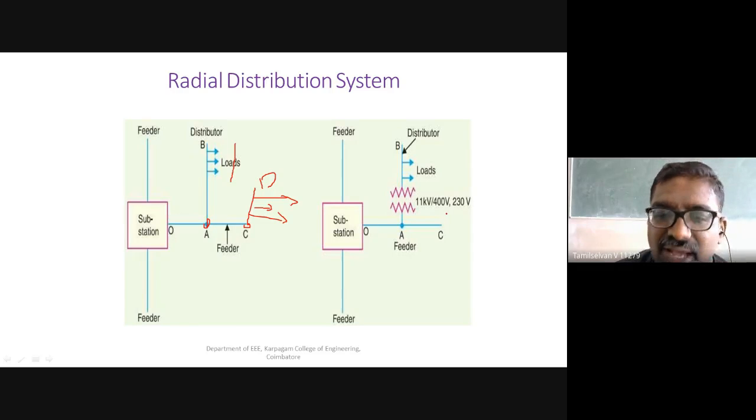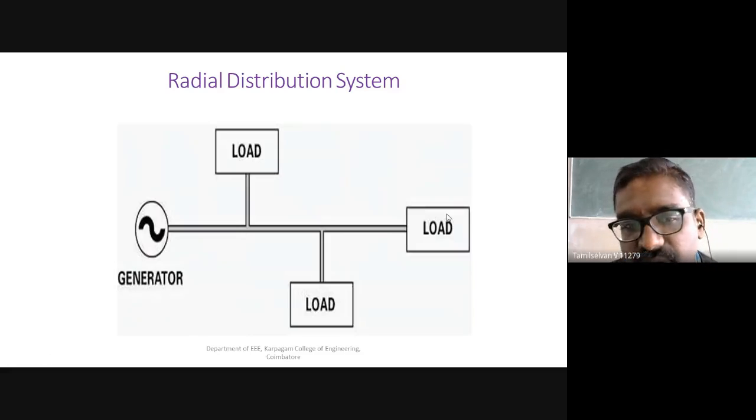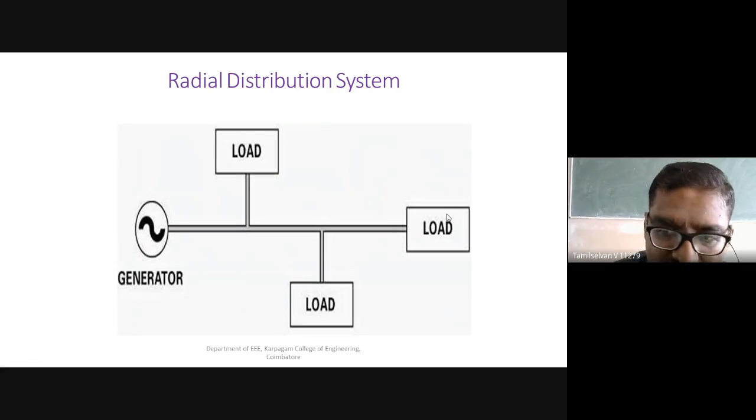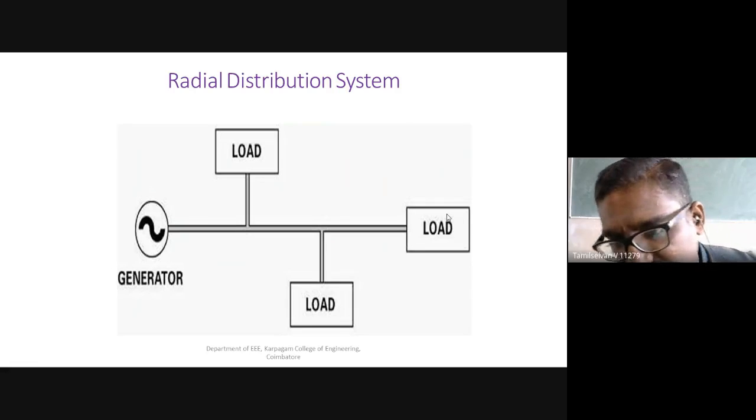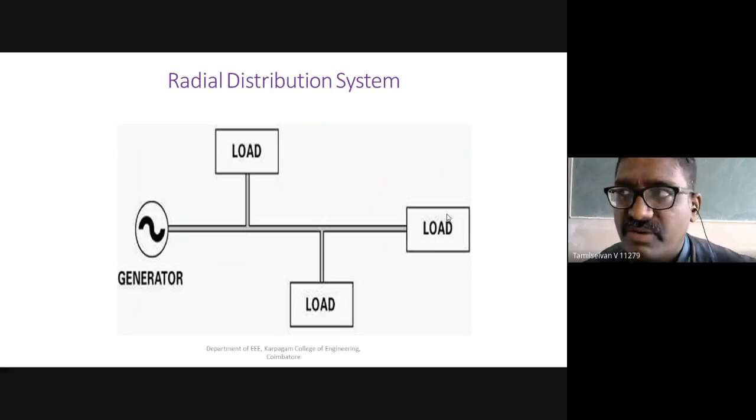So this is our radial distribution system. I can show so many generators. Then from the generator, I can take taps, often a single wire, that originates from that one. I can tap so many loads. So that is going to be called our radial distribution system.